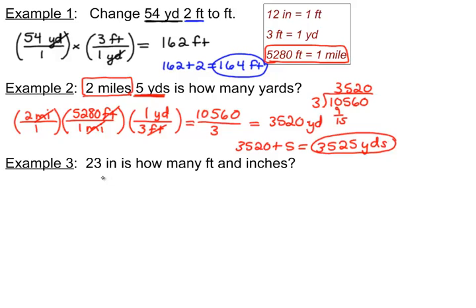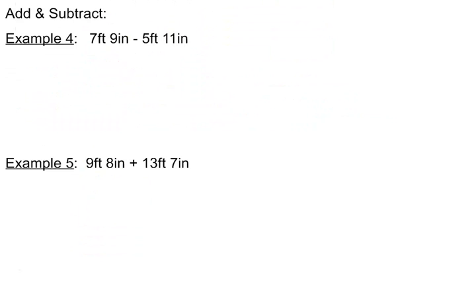Now, example 3, I want to take 23 inches, how many feet and inches is that? So I have 23 inches. Okay, I know I can break that apart into 12 inches plus 11 inches. So I know that 12 inches is equal to 1 foot. And then I've got my 11 inches yet, which is less than a foot, so I'm good. And one more example, or 2 more examples.